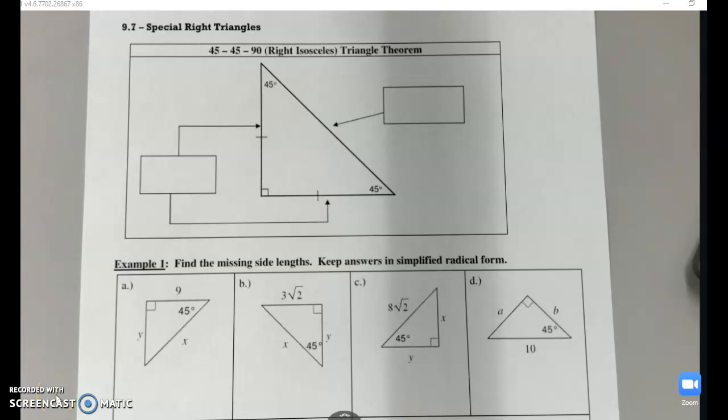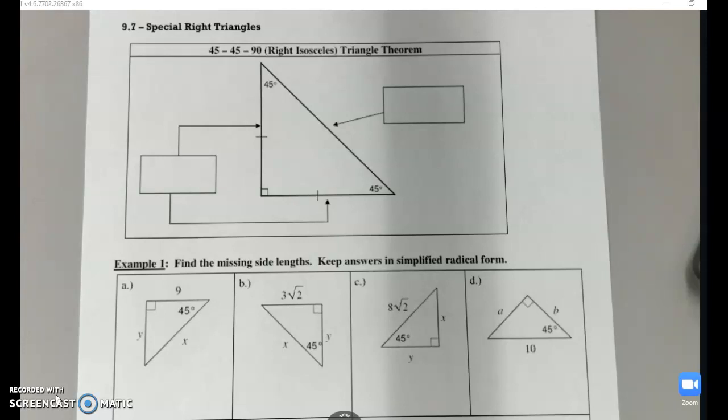Hello guys, we are starting 9.7 notes today on special right triangles, and we're going to talk about two different kinds of special right triangles, and we know they're special according to their interior angles. So obviously in a right triangle, one of our angles is going to be 90 degrees, and when the other two angles are either 45 and 45 or 30 and 60, we have a special relationship with the ratios of their size that makes it easier to find missing sides without using the Pythagorean theorem.